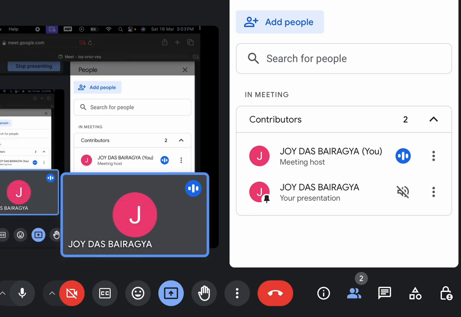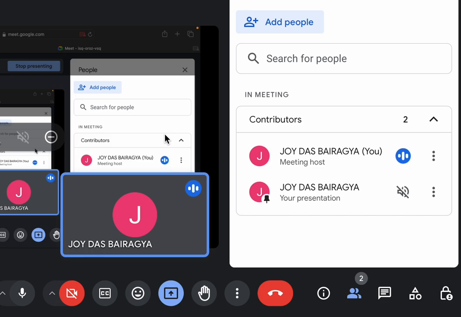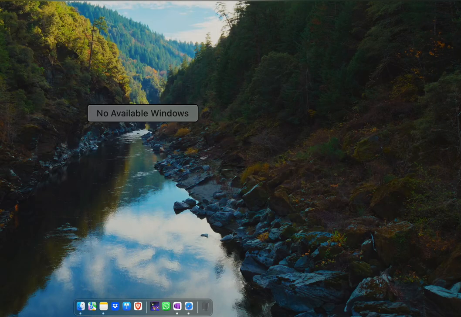Okay, now let's start today's assignment solving session. Today I'm going to solve the assignment which had been given in the previous year. So let's start.